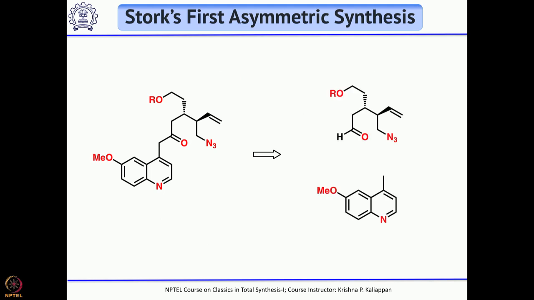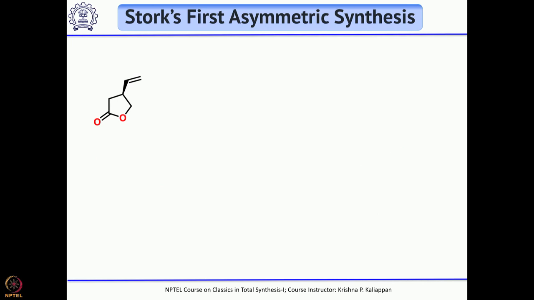This can be redrawn like this, and this can be obtained in two steps by treating this compound with butyl lithium and adding to the aldehyde, you will get an alcohol. That alcohol upon oxidation will give the ketone. So basically the major focus of this work should be on preparing this compound. So he started with this known compound with an established chiral center. One chiral center is already there.